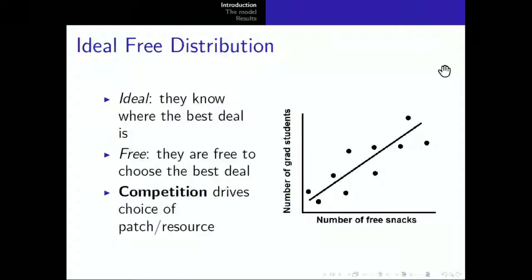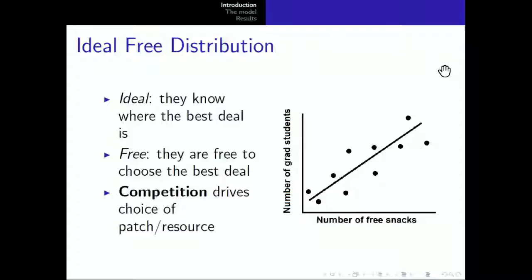I've come up with a kind of small contrived example over here. I've invented some ideal free grad students. At a conference, say we have a number of snack tables with various numbers of free snacks. You'd expect that an ideal free grad student would move to the table where they could get the best deal, right? And you'd expect this would be approximately 1-to-1. So at the table with a lot of free snacks, you see a lot of ideal free grad students.